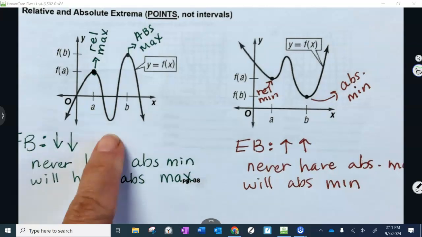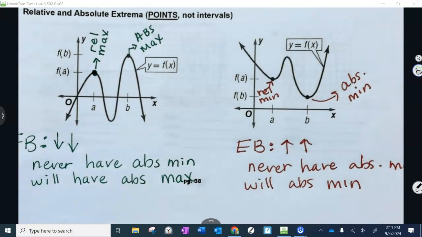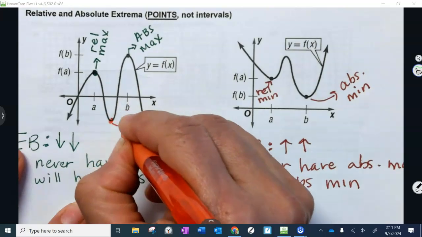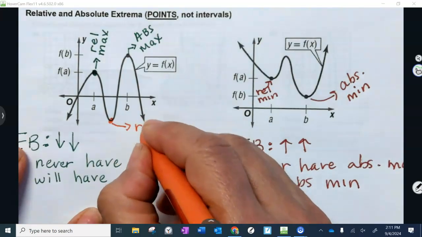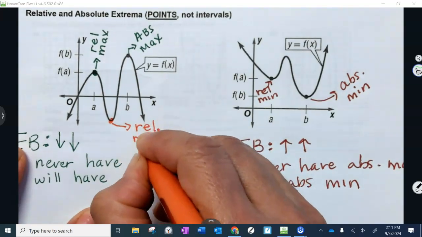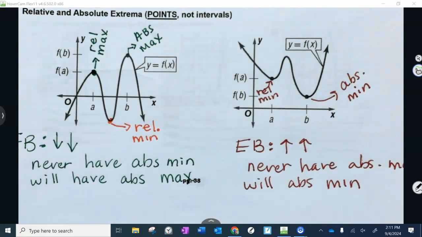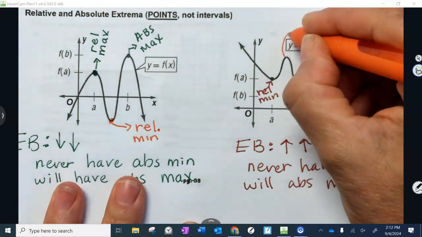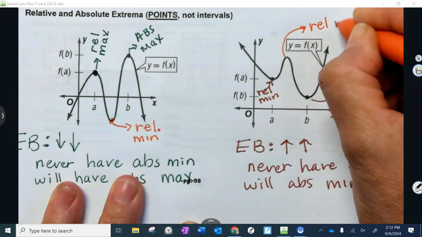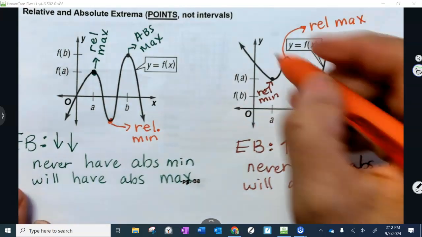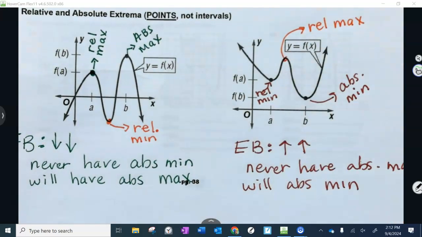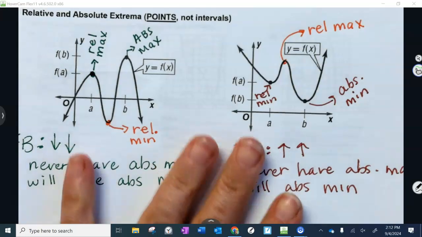So back on this first part right here, guys, this low point, it's not noted, but on a test or a quiz, you would be asked to identify this is a relative minimum. It's relative to the surrounding domain. On this other one, right here, that's a relative max. It's a high point relative to that domain. So any turning point on a graph is a relative max or a relative min. Remember, you can have lots of relatives, you can only have one absolute.